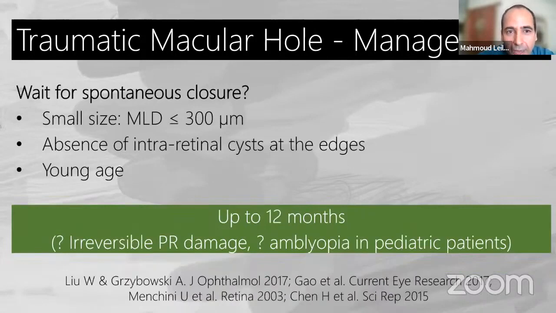Traumatic macular holes are known to have a relatively higher incidence of spontaneous closure compared to the primary variant. So whenever we are faced with a group of factors such as small size of the macular hole, absence of intraretinal cysts at the edges, and a young age, we can observe the patient and wait for spontaneous closure, providing we perform serial OCT exams. Spontaneous closure generally is a slow process. It can take up to 12 months. However, waiting that long could risk irreversible damage of the photoreceptors, and again, the question of amblyopia in pediatric patients. So most authors would agree to proceed to surgery if spontaneous closure was not complete by 3 months.